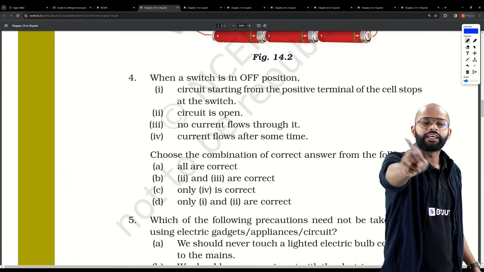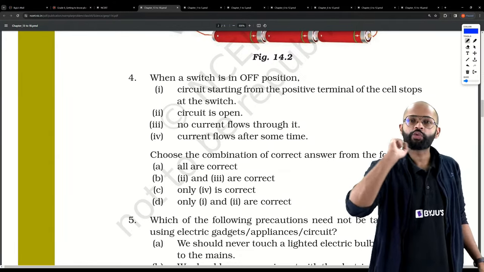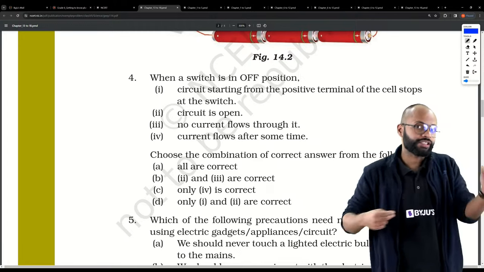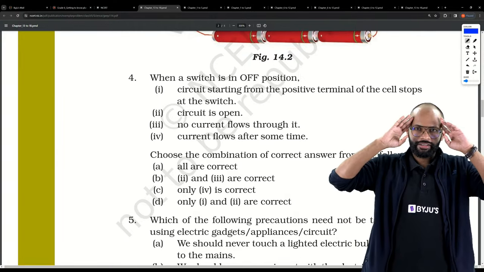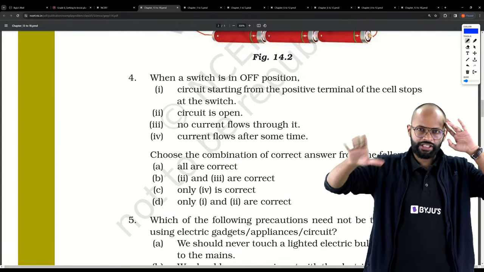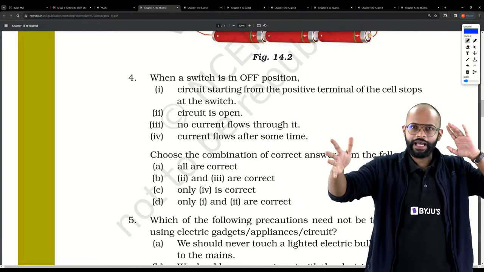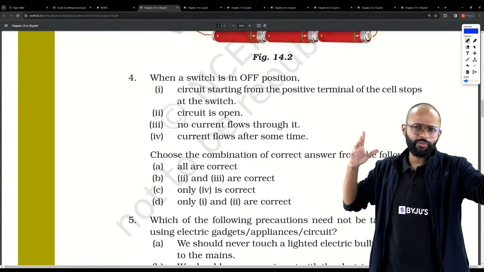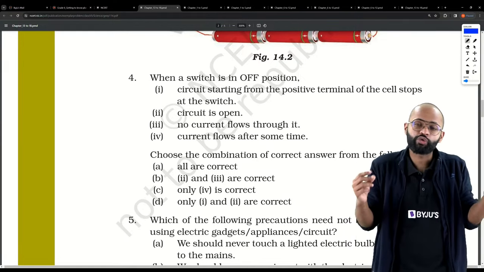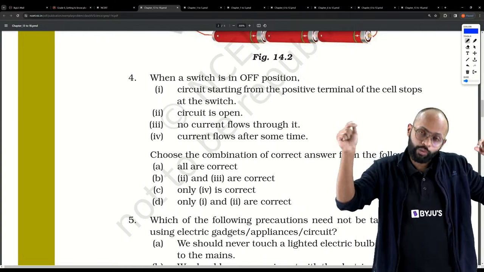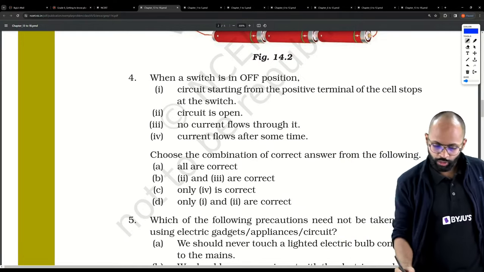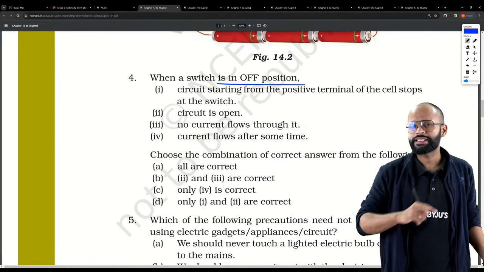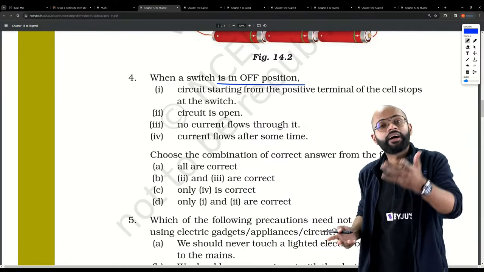Circuit is open. Current will not flow. Circuit open hai. Switch off karna matlab kya hota hai? Circuit open karna. Switch on karna matlab kya hota hai? Circuit close karna. Ye apni normal bhasha. This is a problem with our local dialect and scientific language. Switch off is a common way of saying, but what does it mean? Switch on means closing the circuit. Now current will flow. So the switch is in off position, it means circuit is open. Yes, current will not flow.